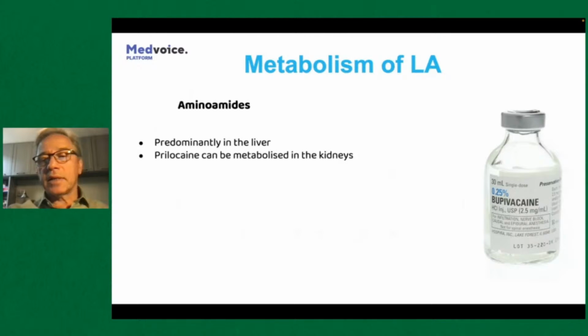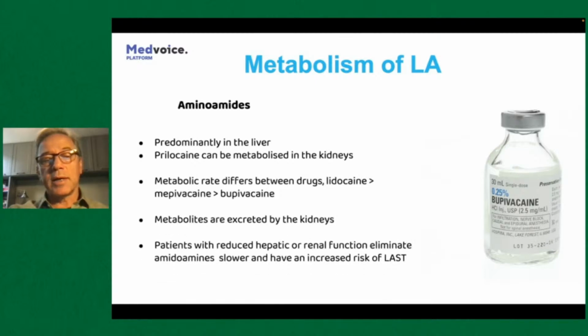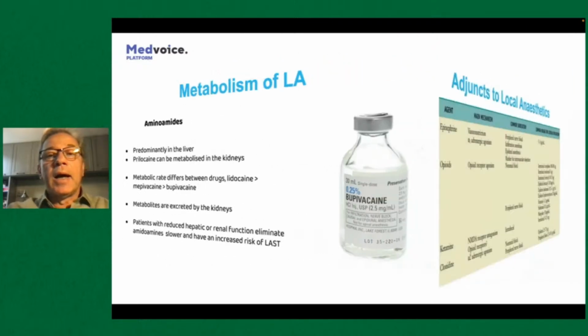Amino amides, classic example, bupivacaine, predominantly metabolized in liver. Prilocaine can be metabolized in the kidneys. Metabolic rate differs between different drugs. Lidocaine is metabolized more than bupivacaine. Metabolites are usually excreted by kidneys. And patients with reduced hepatic and renal functions eliminate amino amides slower, and they are at higher risk of local anesthetic systemic toxicity.